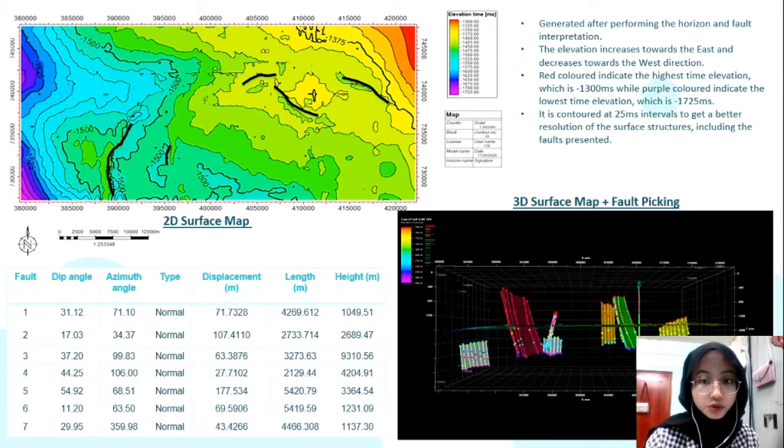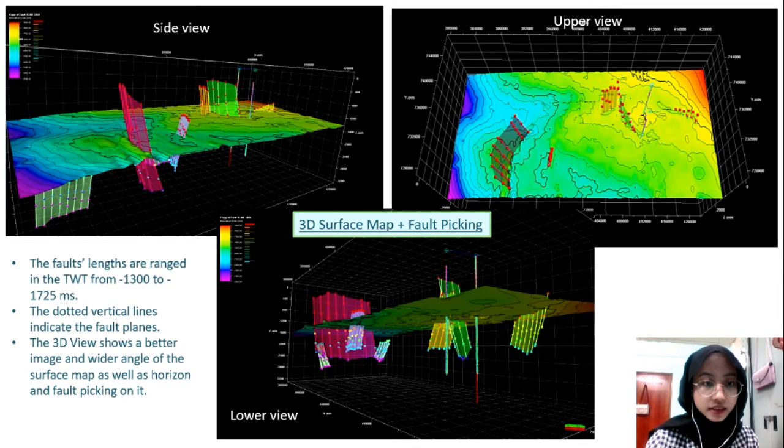So this is the front view of the 3D surface map plus fault picking. On the next slide, we can see the side view, upper view, and lower view of the 3D surface map. From this 3D surface map, we can see the fault length ranges from a TWT of negative 1300 to 1725 milliseconds. As you can see, the dotted vertical lines indicate the fault planes. Overall, the 3D view shows a better image and a wider angle of the surface map, as well as the horizon and fault picking on it.